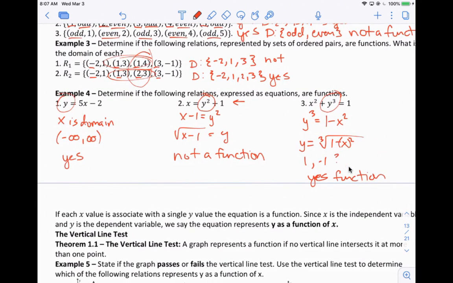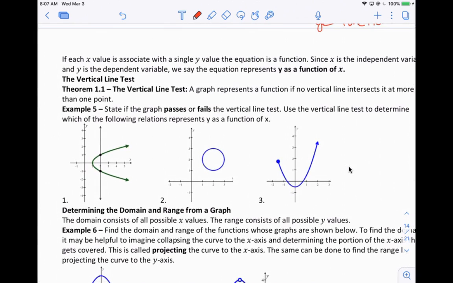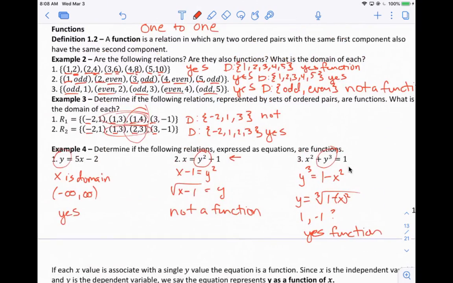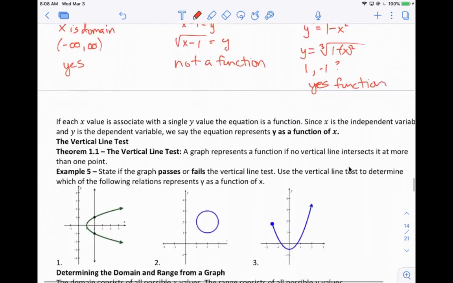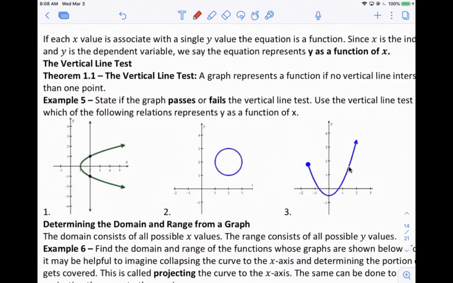Looking at your dependent variable there. All right, the next way you can determine if something is a function, and the last thing for this video, is by looking at a graph itself. Not the most convenient option is to look at the graph, but you know what? Sometimes we are given graph information, and that's all we have. So let's take a look at these 3 graphs here.